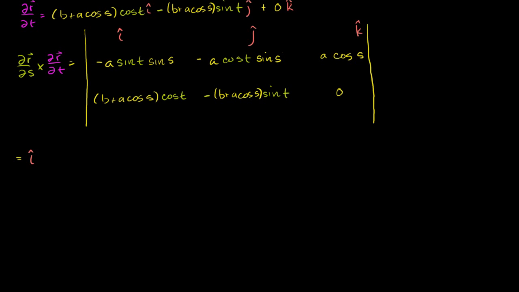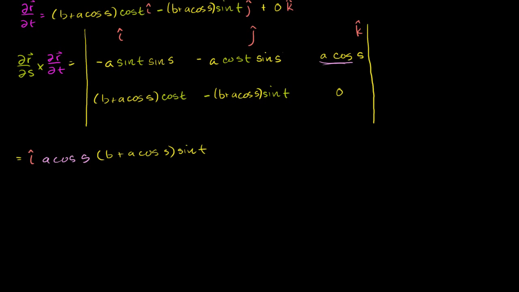So it's just going to be i times this term without a negative sign, which is a cosine of s. It's really that term times that term minus that term times that term, but the negatives cancel out, and that times that is 0. So that's how we can do it. It's a cosine of s times b plus a cosine of s, sine of t. So we got our i term for the cross product.